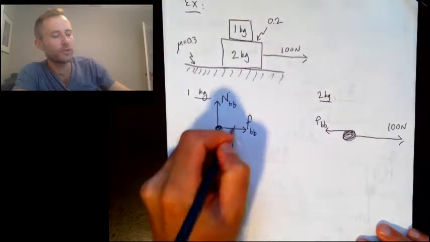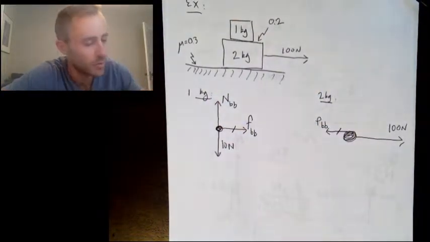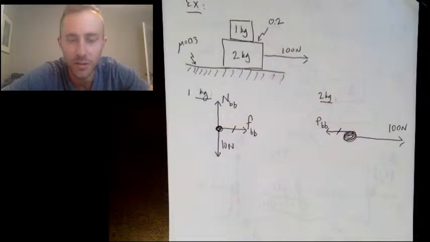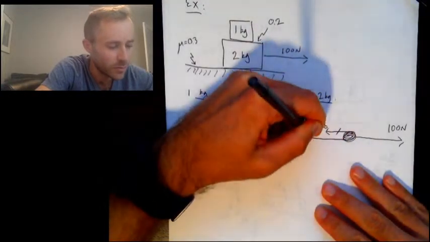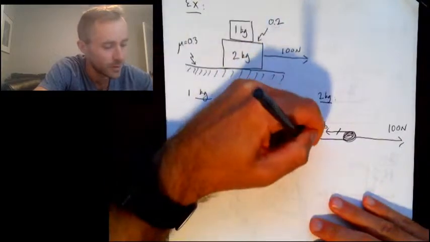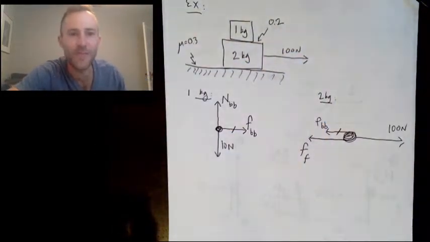These two forces are action-reaction pairs, so they have to have the same size. So I'm going to put a slash there to indicate they have the same size. We also have the friction from the floor. So I'll call that F sub F.